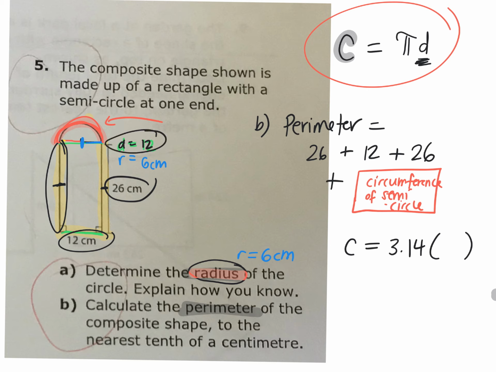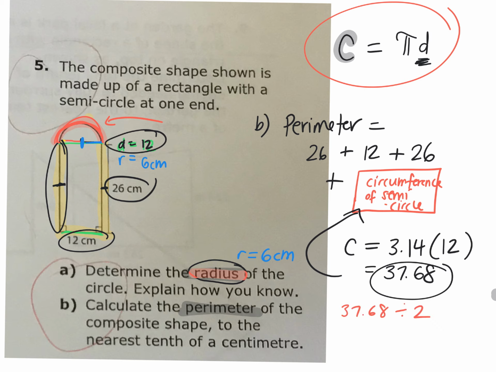Diameter is equal to 12. So what is 3.14 times 12? 37.68. Am I going to plug that in here? No, why not? This is the circumference of the whole circle. I need to know half of it, so what do I have to do, Otava? Good. What is 37.68 divided by 2?